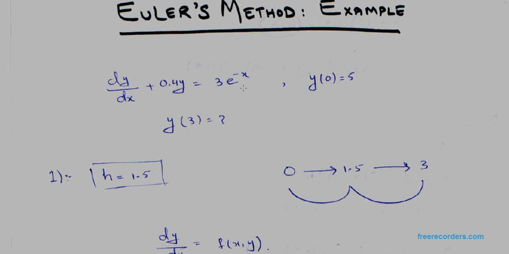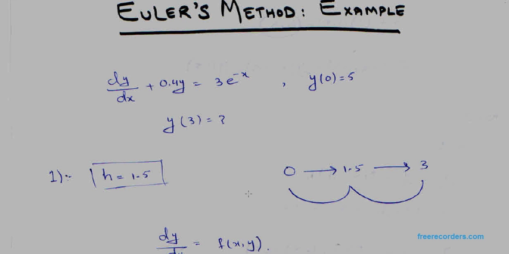What they ask me to do is calculate the value of y at x equal to 3, and they give me an initial value: y sub 0 is equal to 5. When we see a differential equation, we solve for the dependent variable with respect to x. So this question asks to find the value of y at x equal to 3. I choose a step size of 1.5.